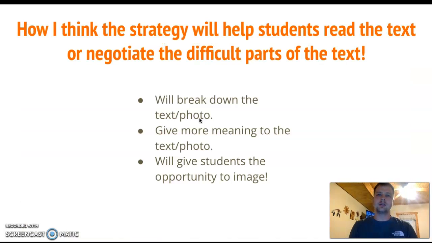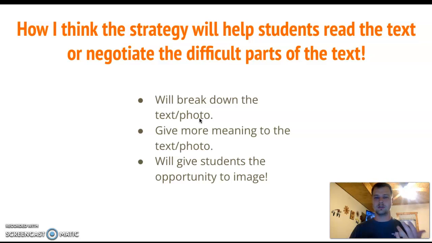How I think the strategy will help students read the text or negotiate the difficult parts of the text: I have 3 things. We'll break down the text into photos. When you're staring at one thing, like heroism or trench, you're staring at one portion of that. It'll break down the whole thing for you, so it's not just everything looking at you at once. It gives more meaning to the text after you realize what each of those words means that they might not know. It'll give more meaning and power to the image or photo, or if it was a video, it'd give more meaning to that.